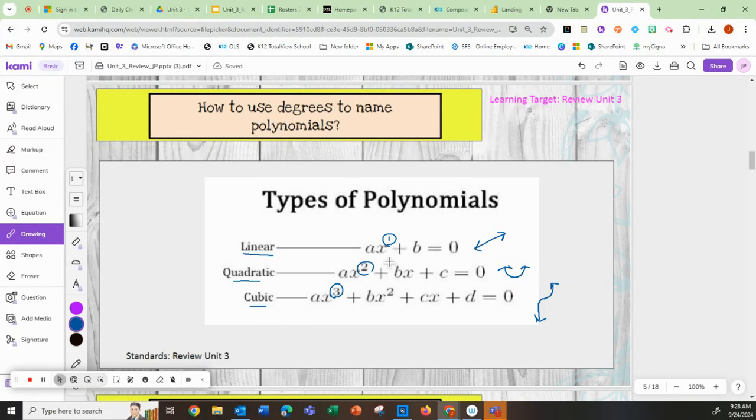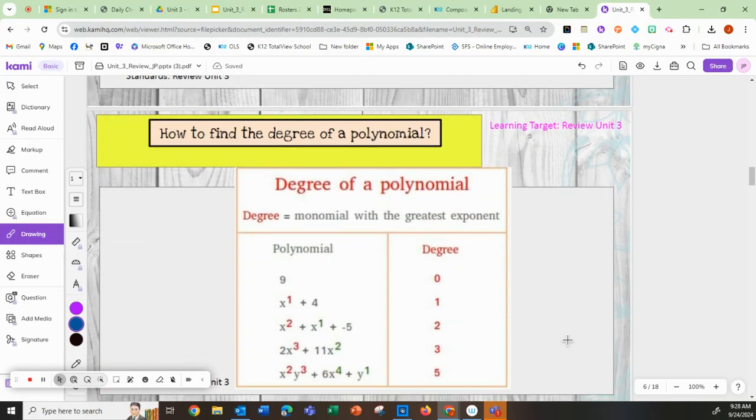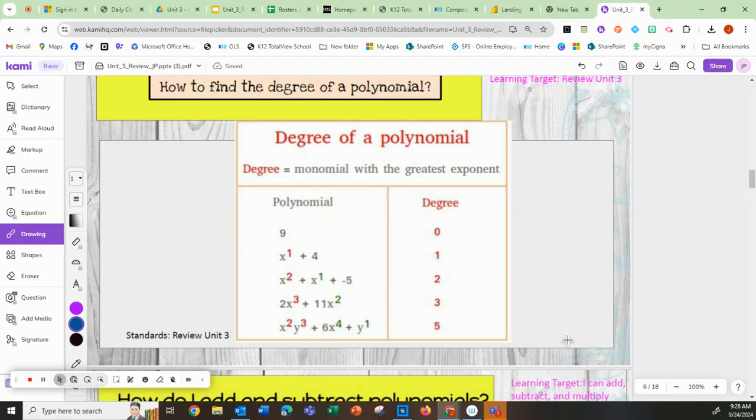But if the degree is 1, we call it a linear polynomial. If the highest degree is 2, we call it a quadratic, and if the highest degree is 3, we call it a cubic polynomial. We also use the degree of the polynomial to determine how many solutions, how many x-intercepts. So one of the things, once we define what a polynomial is, we're going to talk about what its degree is. So the degree is tied to the highest exponent of any term in the polynomial.